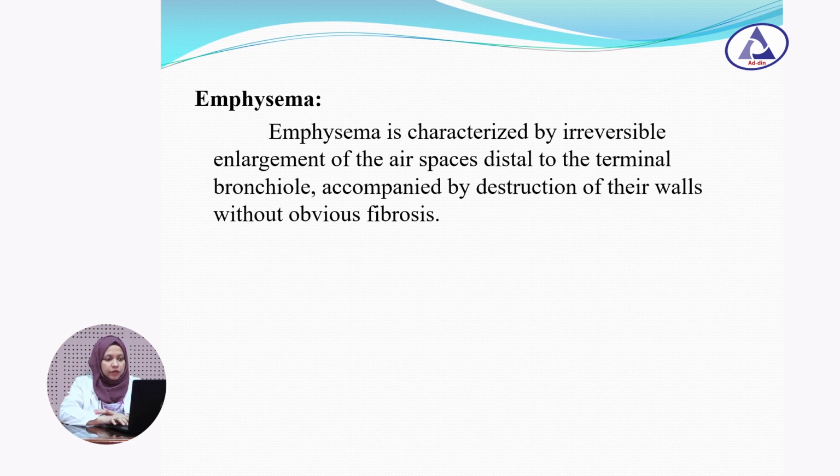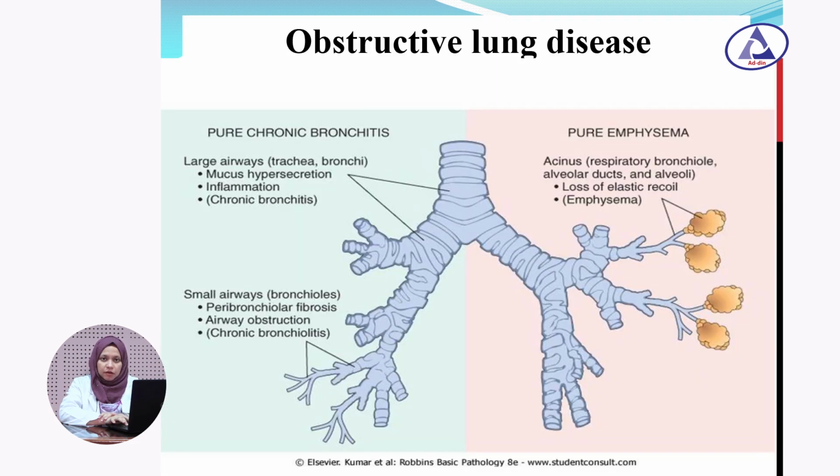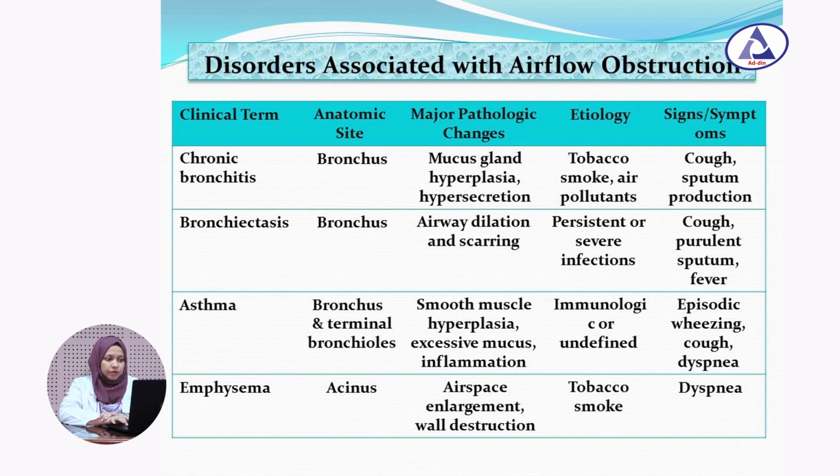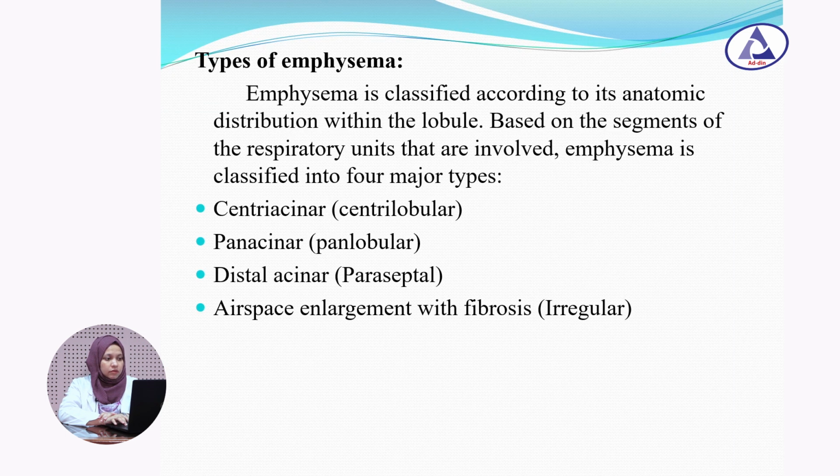Now, we have already known that the major obstructive lung diseases include chronic bronchitis, bronchiectasis, asthma, and emphysema. At first, we will discuss emphysema.